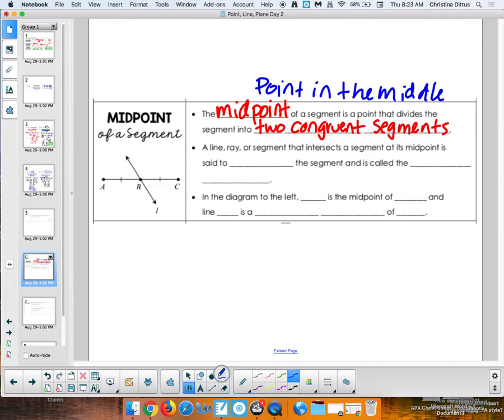Okay. A line or segment that intersects a segment at its midpoint is said to bisect this segment, and is called the segment bisector.